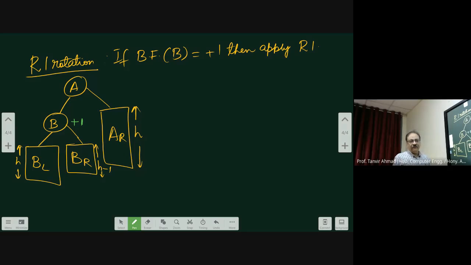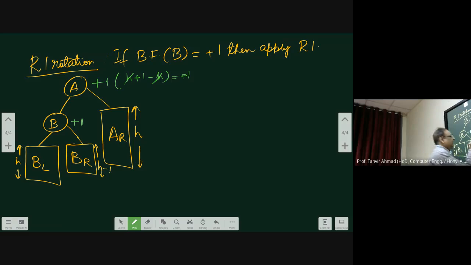What is the balance factor of A? Quickly. +1. Why? Because BL is h. B is 1, h plus 1 minus h, that is nothing but h plus 1 minus h, will give you +1. Why h plus 1? BL is h. You add B to that, h plus 1 minus AR is h. Therefore, h plus 1 minus h will give you plus 1.